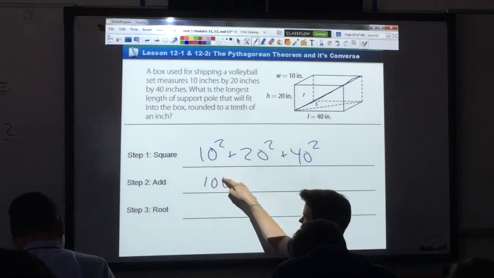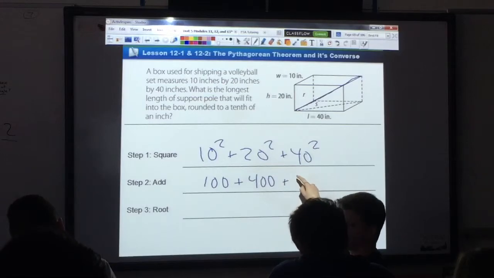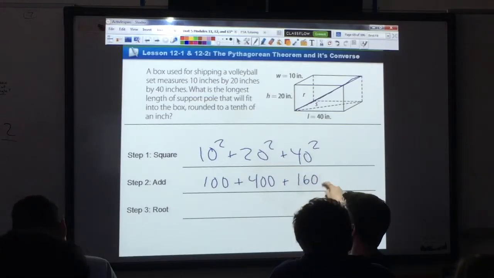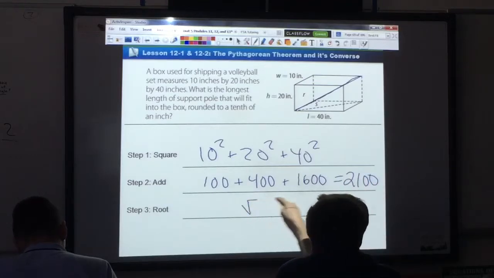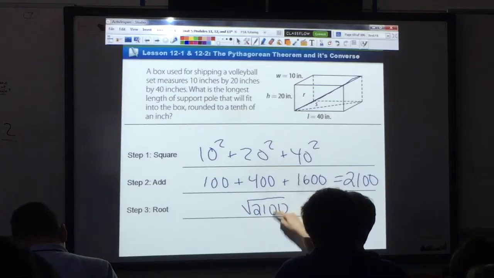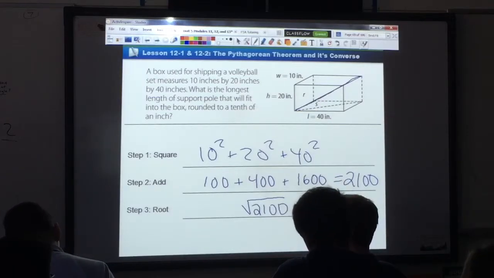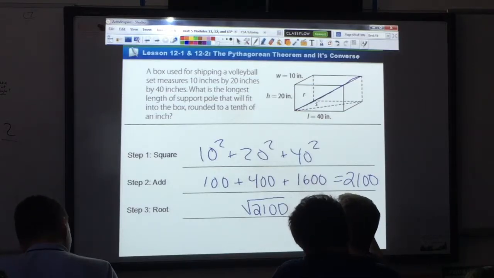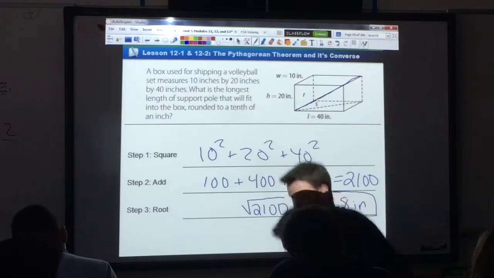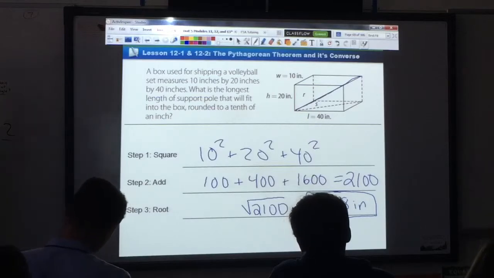10 squared gives me 100, plus 20 squared gives me 400, plus 40 squared gives me, anybody? 1,600. You add all those together, you get 2,100, and all we have to do to finish this up is take the root of 2,100, which is going to be what? 45.8. Is that correct? Yep, 45.8. Don't forget the unit, inches. That is the longest length of a support pole that you can fit into that box.